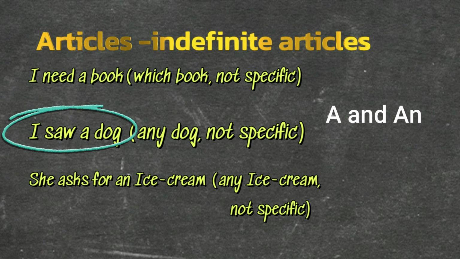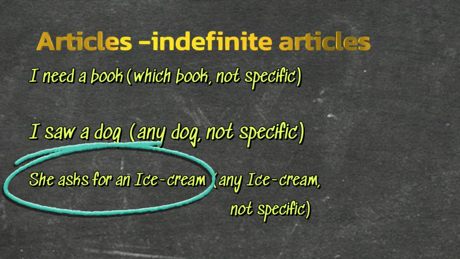In example 2, I saw a dog. When I tell my mom I saw a dog, I don't know which dog it is. If my sister Kusumita asks for an ice cream, she just wants any ice cream, whether it is a cone, Nandini, or cup ice cream.